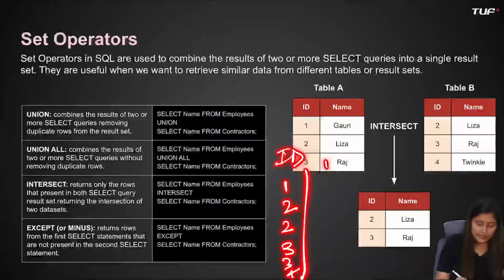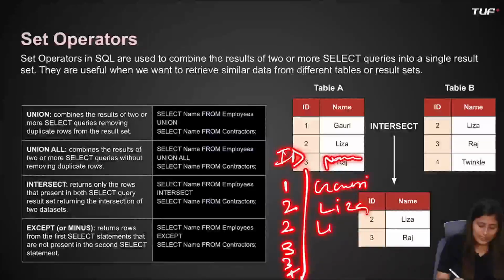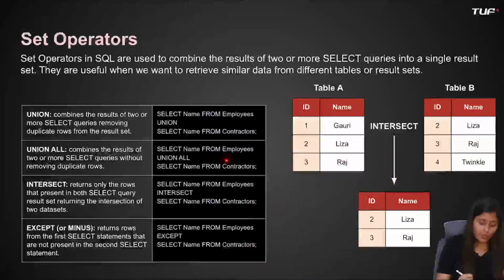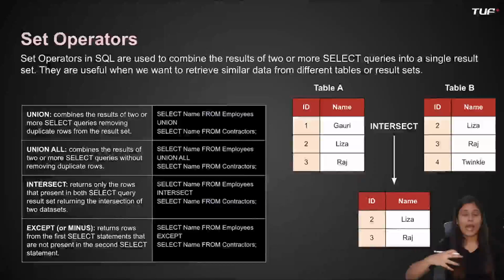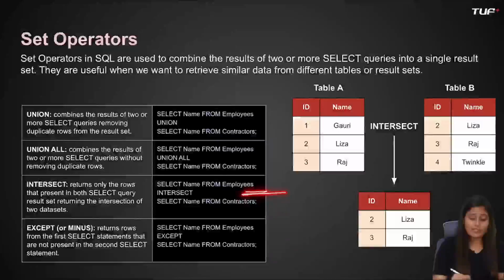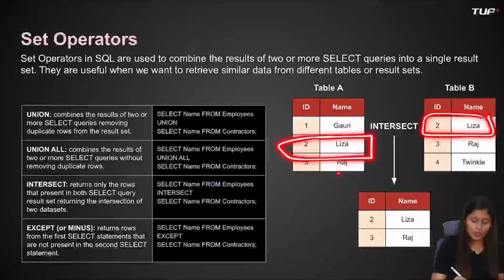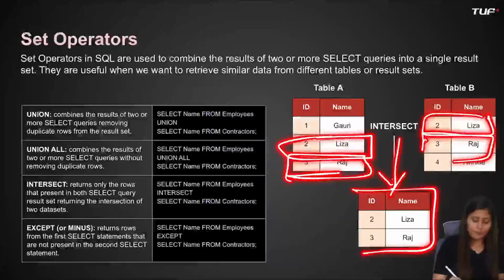So ID will be like this, and names will be like Gauri, Lisa, Raj, and Twinkle. This is how it will look for union all, because union all says you will be selecting all the rows even if they have duplicate values, so you will be selecting that duplicate also. Intersection says whatever is common, so common is 2 Lisa in both the tables, and third Raj. So this will be the output of the intersection.